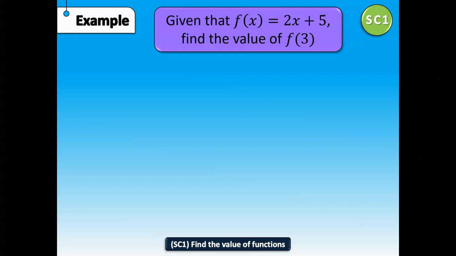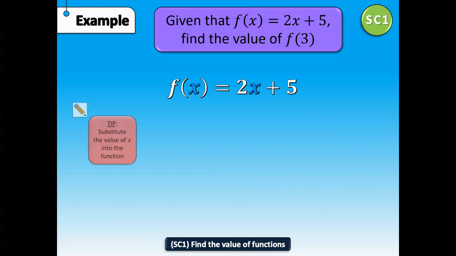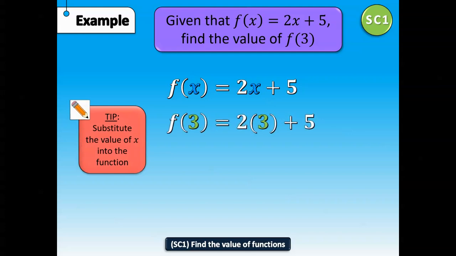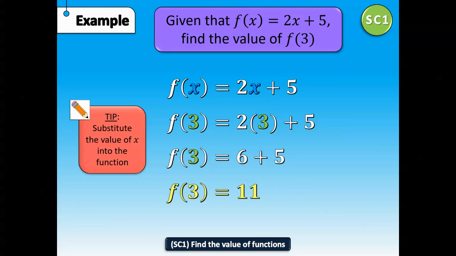So given that f of x equals 2x plus 5, we want to find the value of f of 3. Well, this means we need to replace x with 3. So f of 3 will be 2 times 3 plus 5. 2 times 3 is 6, plus 5 would be 11. So f of 3 equals 11.